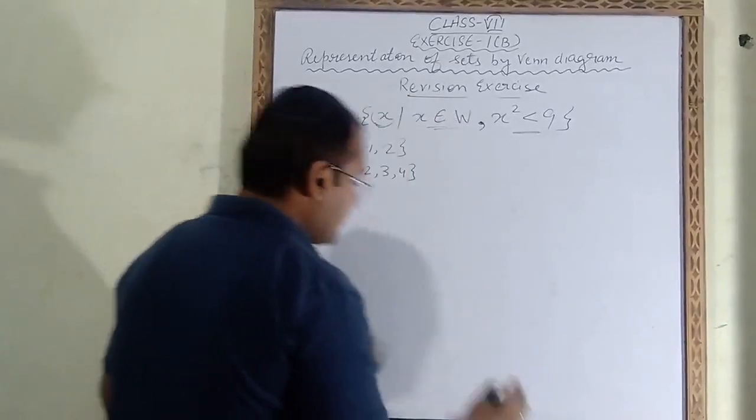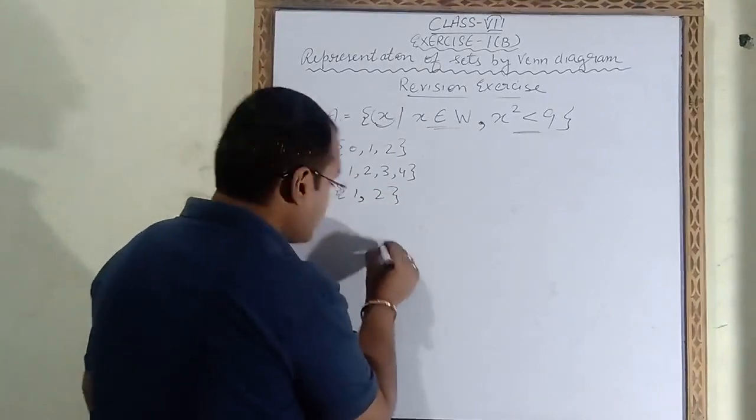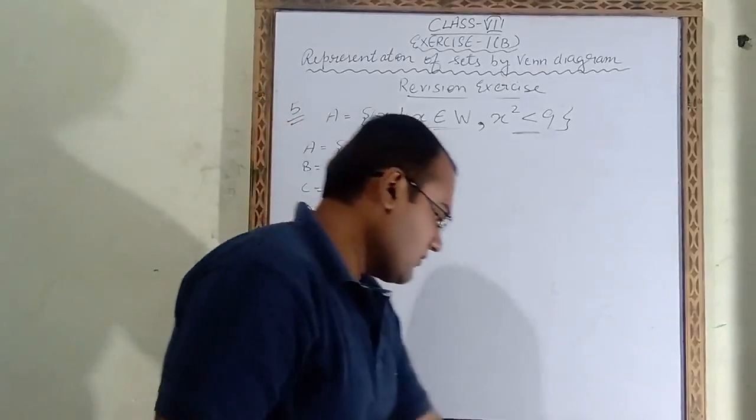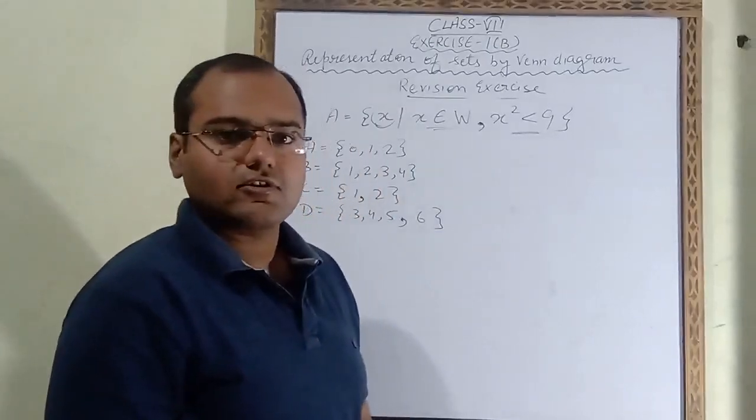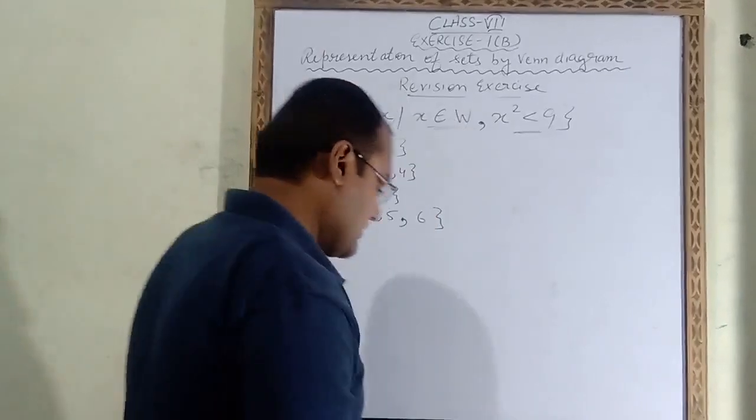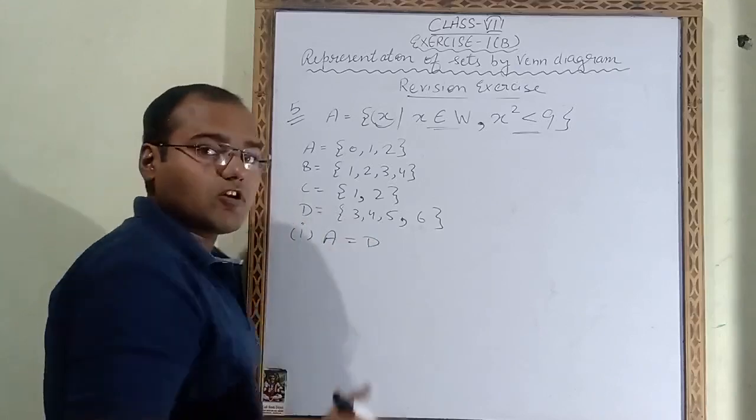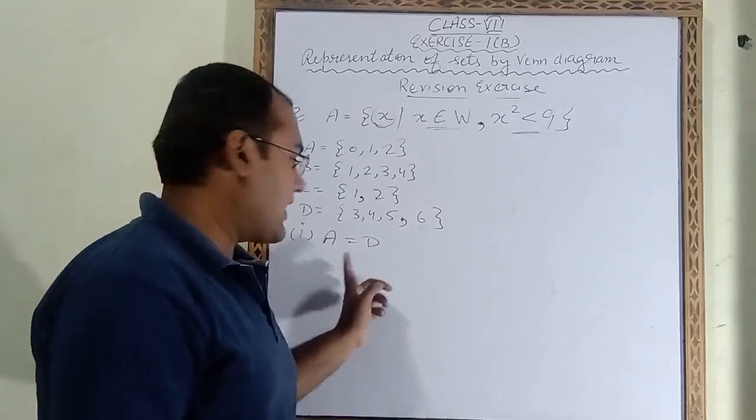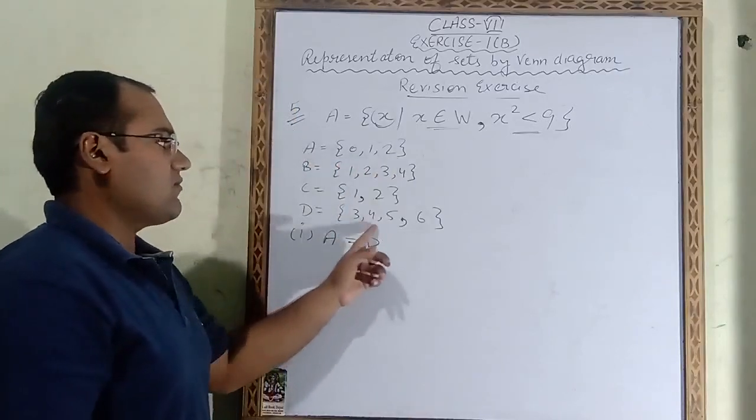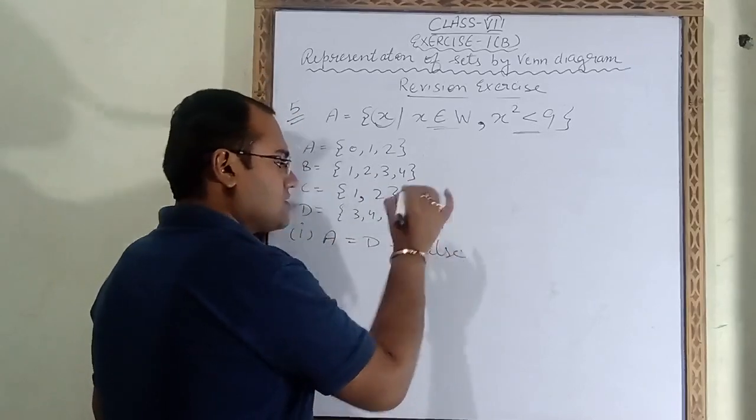Then C is given 1, 2. D is also given 3, 4, 5 and 6. Which of the following are true and which are false? So we have to check whether the given statement is true or false. First part is A equal D. Equal sign is there. Equal means all the elements of A and D should be the same. What is A? 0, 1 and 2. D is 3, 4, 5, 6. Are they the same? No. That means this statement is false.